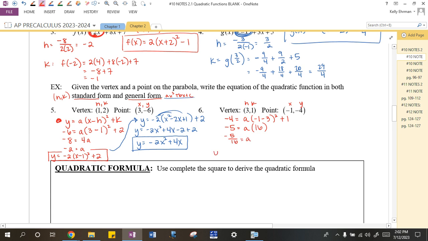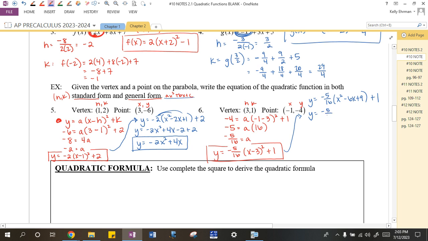So write your standard form. -5/16 times x minus 3 squared plus 1. There's standard form, vertex form. This one will be a bit annoying to get into general, but we can do it. So y equals -5/16 times x squared minus 6x plus 9 plus 1.